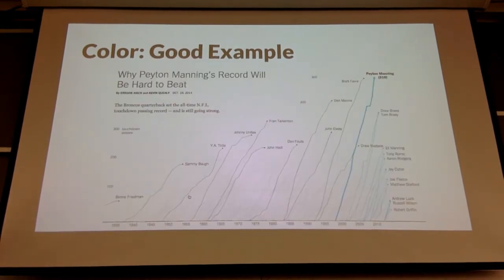Here's this example that I showed at the first lecture, which is a good example of the use of color. I'm using color here to call out one selective attribute. Are those players active or not?